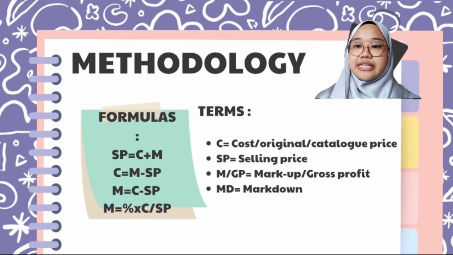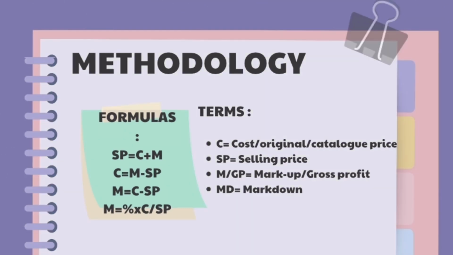These are formulas that retailers use. The first one is C plus M equals SP. The second one is SP minus M equals C. The third one is SP minus C equals M. And the last one is percentage multiplied by C or SP equals M.